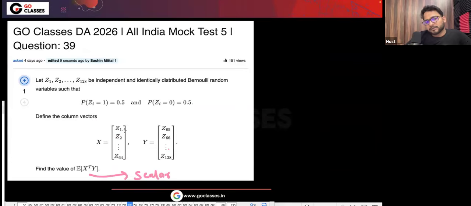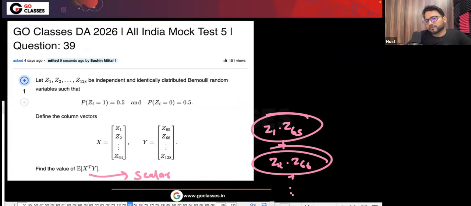Which will have 64 terms. I mean, there are 64 terms. The first term will be z1 into z65, plus the second term will be something like this, and so on. This will be x transpose y. Now the expectation of this will be the expectation of the first term plus the expectation of the second term and so on.